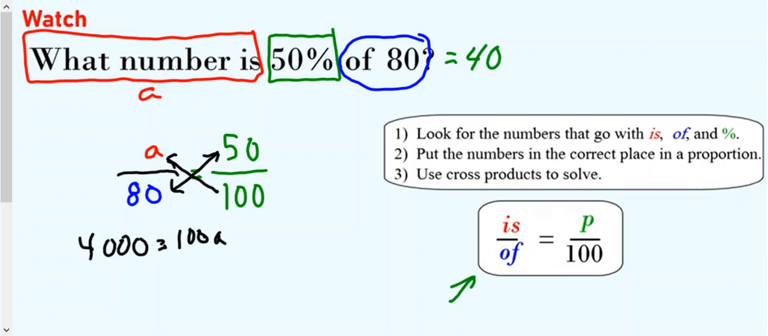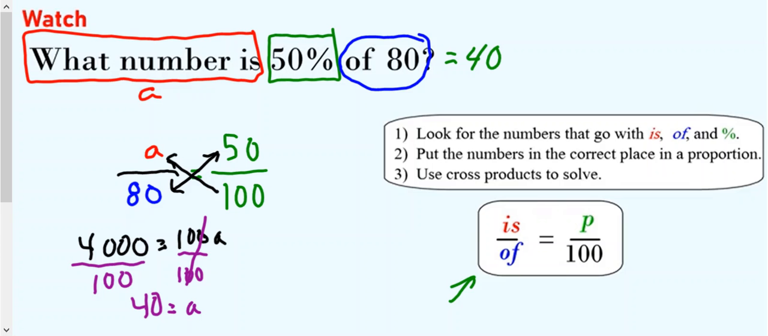Okay, now we have our equation set up and we can solve for a. So first we're going to divide by 100 to get the variable by itself, and that will cancel, leaving just a. And then the other side, 4,000 divided by 100 would be 40. So a is equal to 40. So again, real quick, the proportion that we're using is is over of equals p over 100.